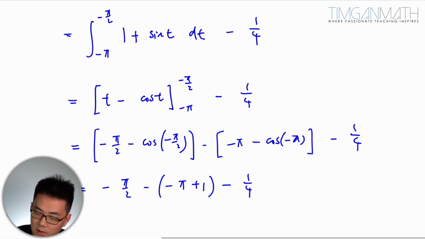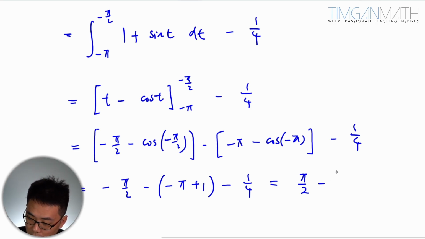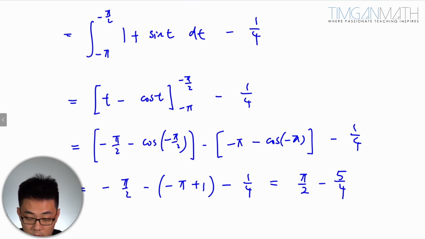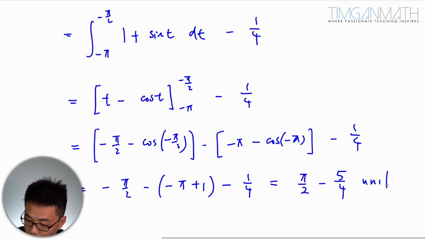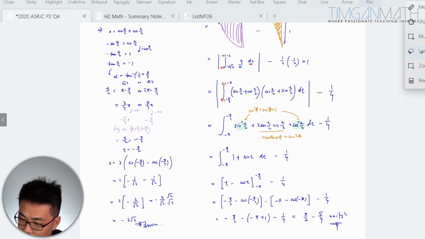okay. So expand everything out. What we'll get is pi over 2. Yeah, it's a positive answer here. So this is square units. Yeah, I don't have the final answer here.